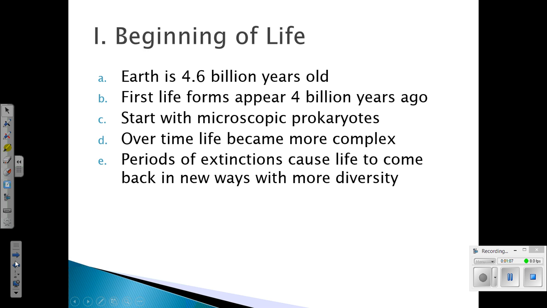There have been mass periods of extinction where a huge number of species die off, but then life always comes back in new ways with new species becoming dominant on the planet. One example is the dinosaurs, which are all reptiles. When they died off, there are some reptiles that still stayed around, like alligators and crocodiles, but mammals became a dominant species because they were much more capable of surviving in the new climate that was present after that time.